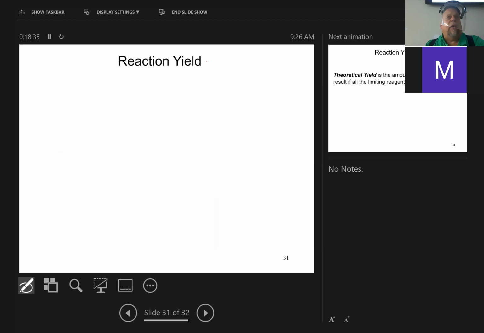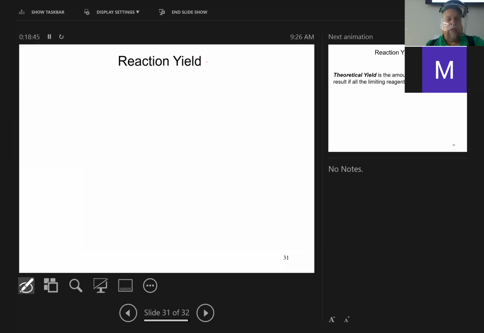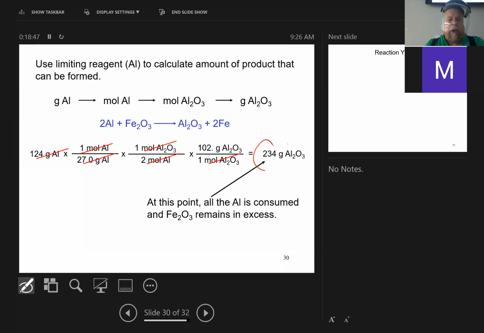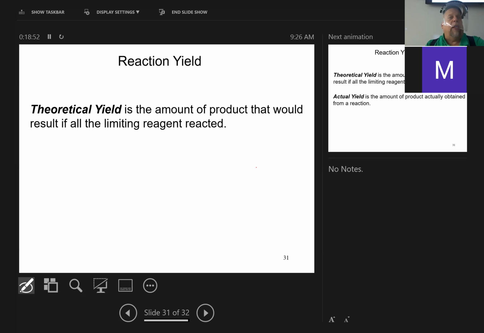Now the reaction yield has to do with what is expected. The theoretical yield is the amount of product that would result if all the limiting reactant was reacted, okay? So the theoretical yield in this case is 234 grams. But say you got 200 grams of aluminum oxide at your end, and you're expecting 234 grams of aluminum oxide. The reaction yield will be 200 out of 234.